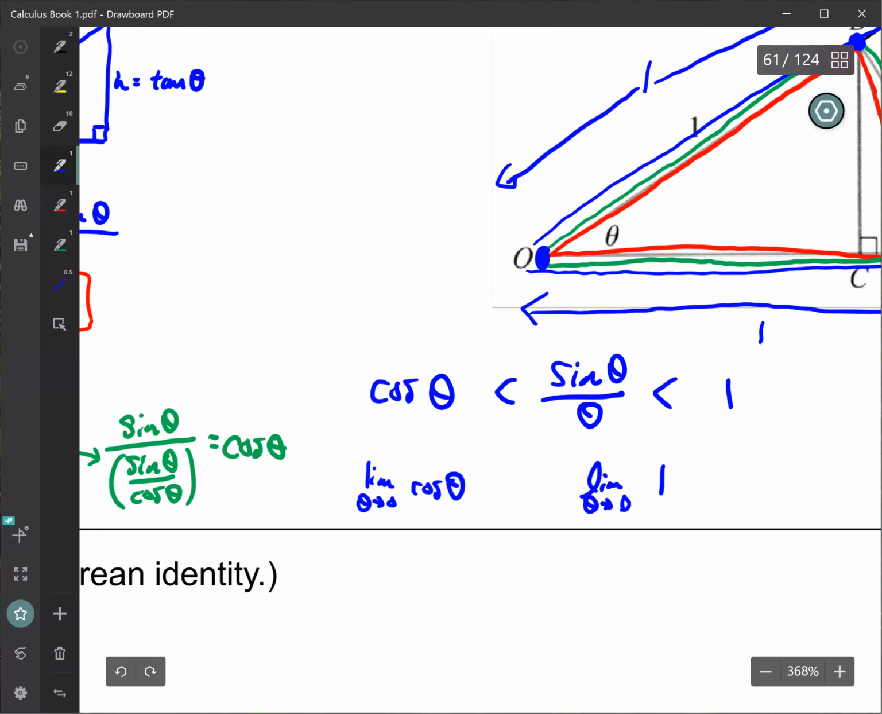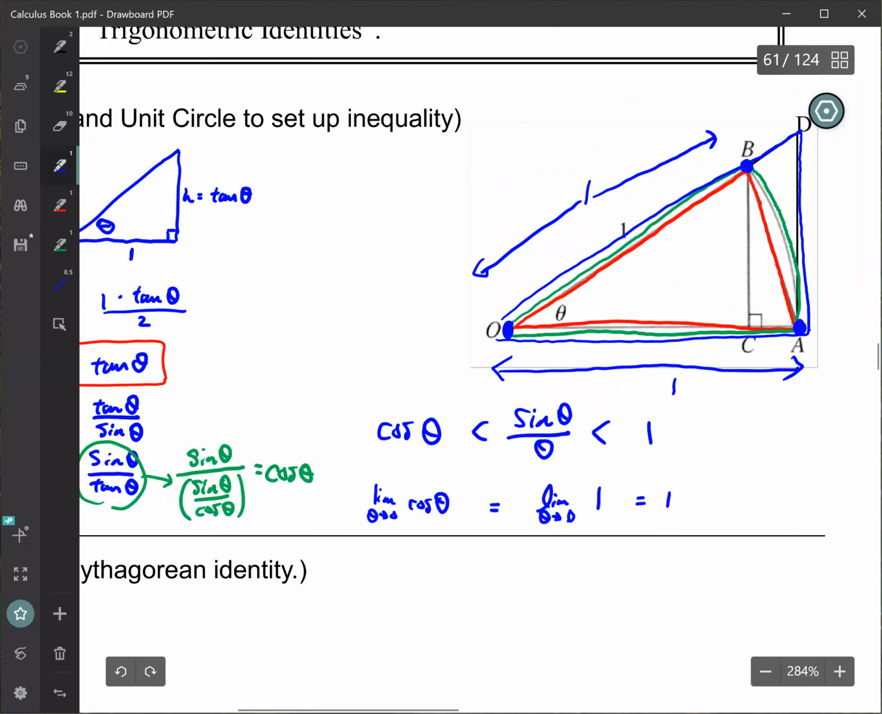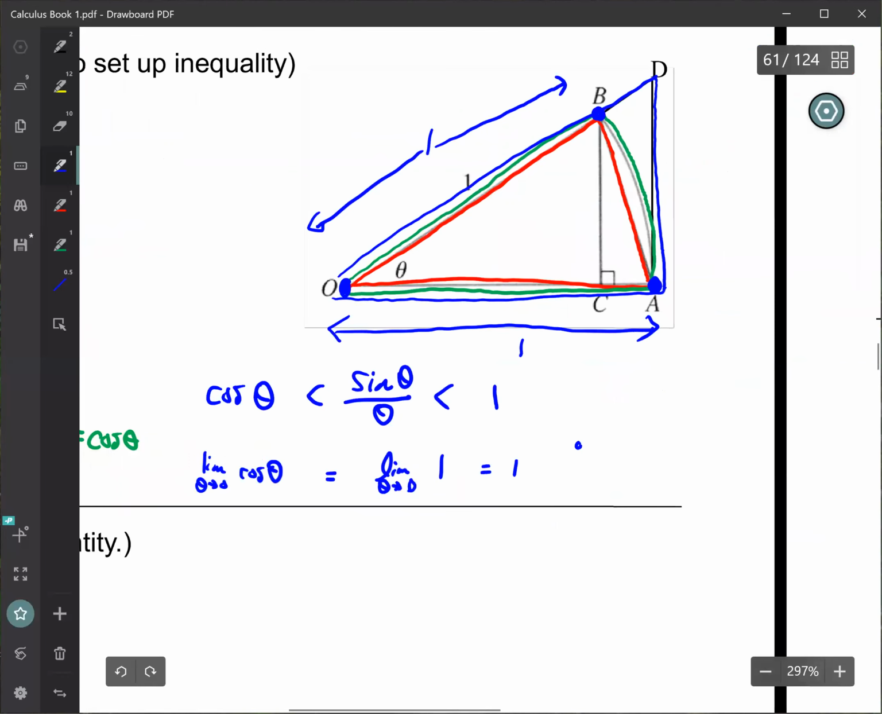What do they equal? Limit of 1 is 1, right? What's the limit of cosine if I sub in 0? Also 1. So they all equal each other. They all equal to 1. Therefore, by squeeze theorem, we have the limit of sine theta over theta equal to 1.